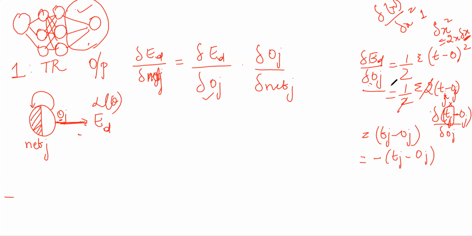But what does my second term do? My second term is delta Oj divided by delta net J. That is, there is something happening in between the activation function and the pre-activation function here. So when I have to split that up, suppose for the activation function I take a sigma function on it.